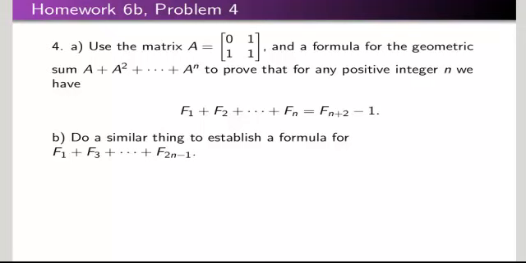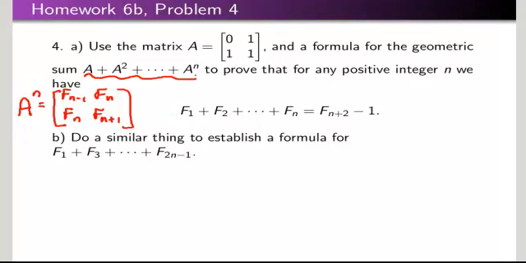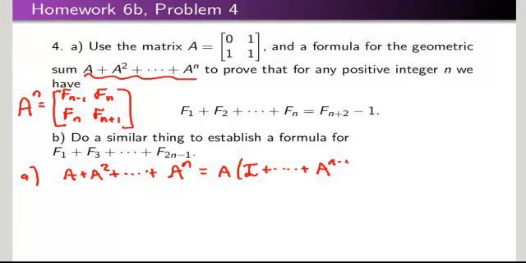Okay, number 4. Use this matrix and formula for a geometric sum. So A and B are very similar, so let's just look at this one right here. And so we have to keep in mind our formula for A to the n power being f_{n-1}, f_n, f_{n+1}. So if we, instead of looking at this, we look at this sum here, I'll pull off an A. And the 1 is the identity matrix.